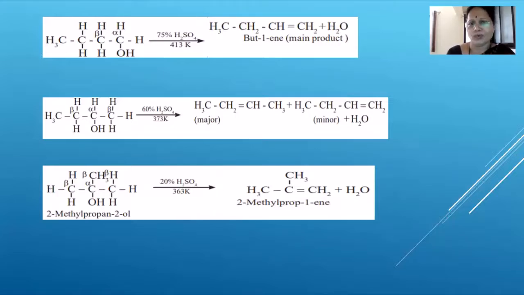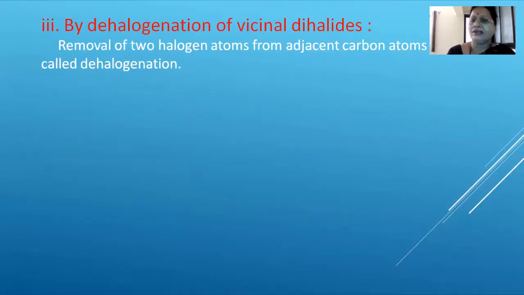Then next, dehalogenation of vicinal dihalides. Now dihalides are classified into two types, vicinal and geminal. Vicinal means when two halogen atoms are attached to adjacent carbon atoms, it is called vicinal dihalide. And geminal, when two halogen atoms are attached to the same carbon atom, it is called geminal dihalide.